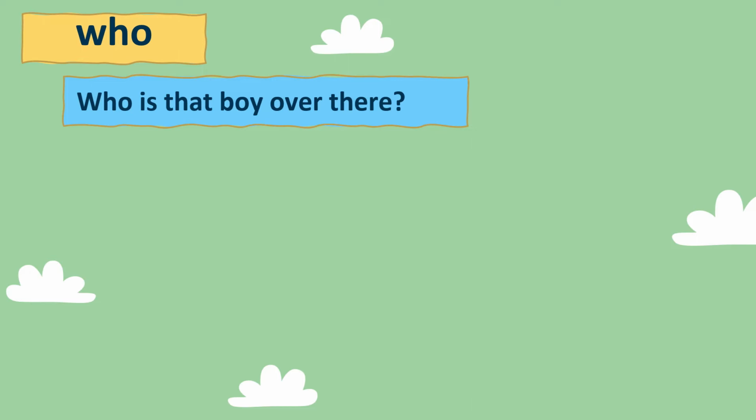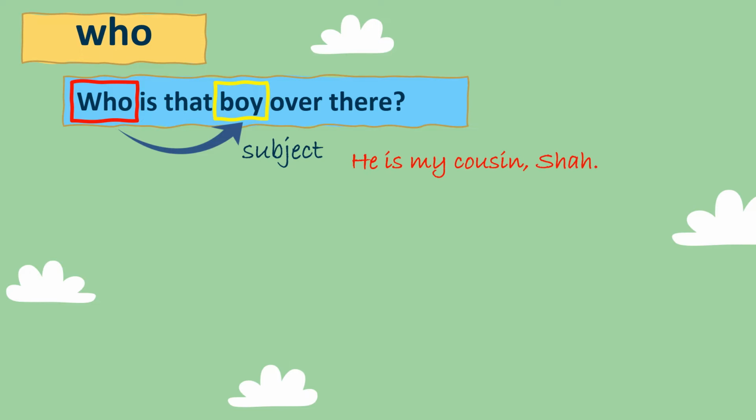And that is why that boy is the subject of this sentence. So that is why we also use the subject relative pronoun to ask the question, which is who. So who is that boy over there? Who is referring to that boy, the subject of the question. Alright, and you can answer this question like this. He is my cousin Shah, for example.